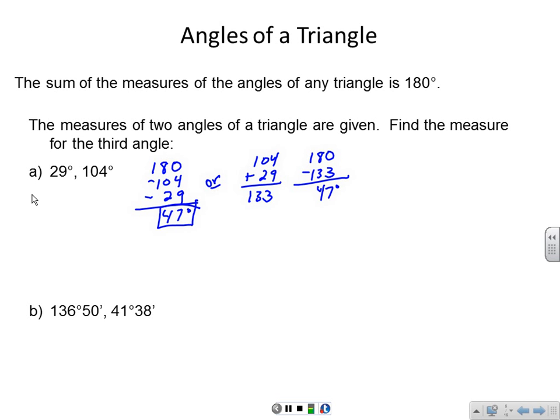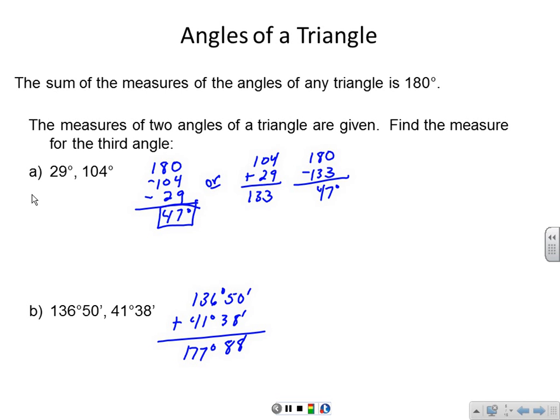Alright, so with degrees and minutes, to me the easiest way to do that is to add the two like we did earlier in the other section. So you have 136 degrees, 50 minutes, plus 41 degrees and 38 minutes. So if we add these two together, we have 50 plus 38. Add your minutes together and we're going to get 88, and then add your degrees together, 136 plus 41, and that's going to be 177 degrees.